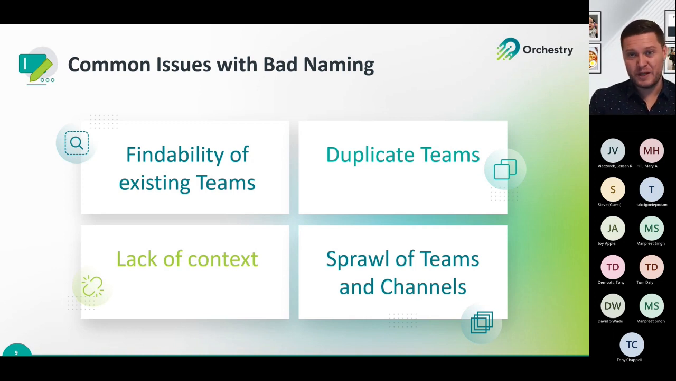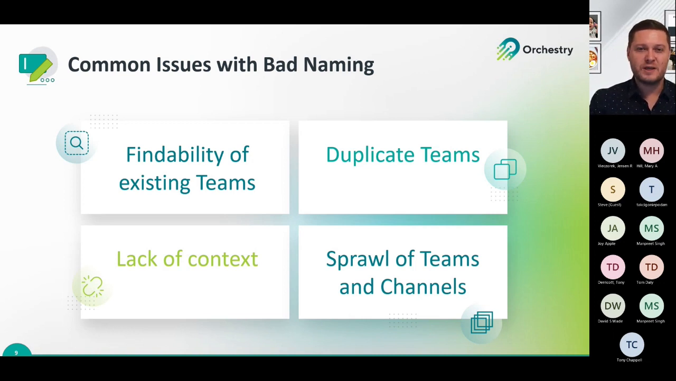The second point is around duplicated teams. We see this all the time across all of our customers, where people create teams which have essentially the same context, but they call them something different. So we'll have a team called Human Resources, HR, Human Resources - 2022, HR team, all of these.